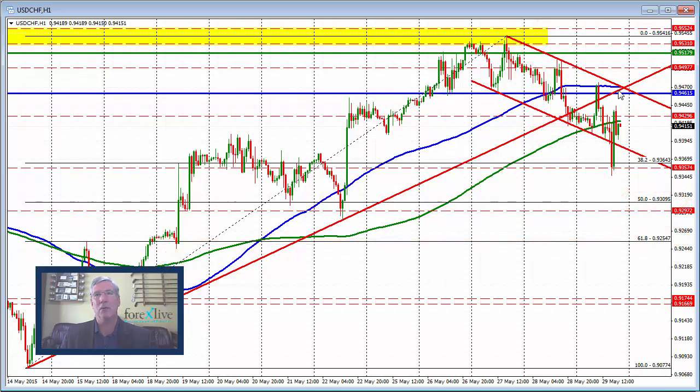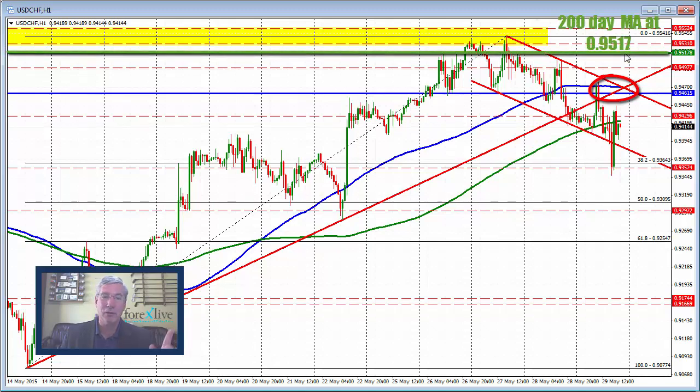On the top side, a move above the 100-day moving average and this top side trend line, and we're going to be looking back up toward that 200-day moving average, the moving average that we failed at earlier this week.